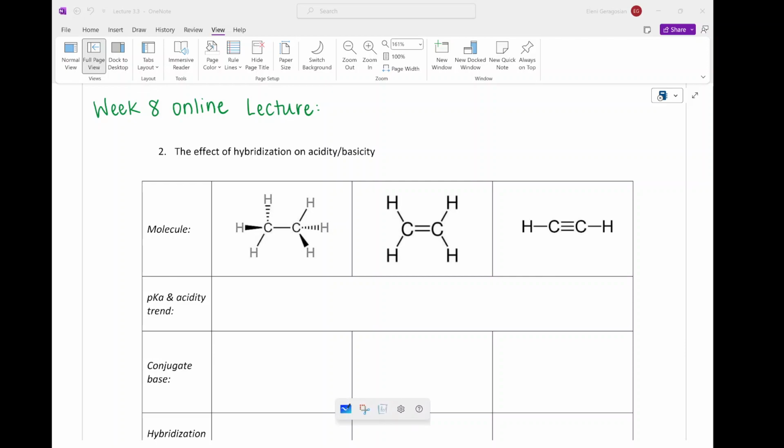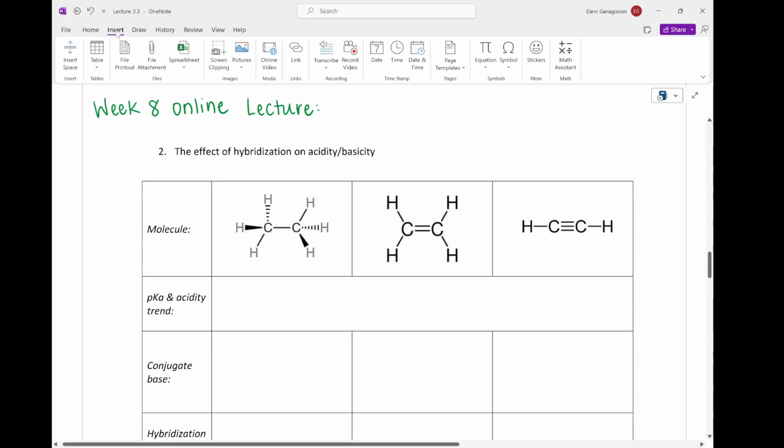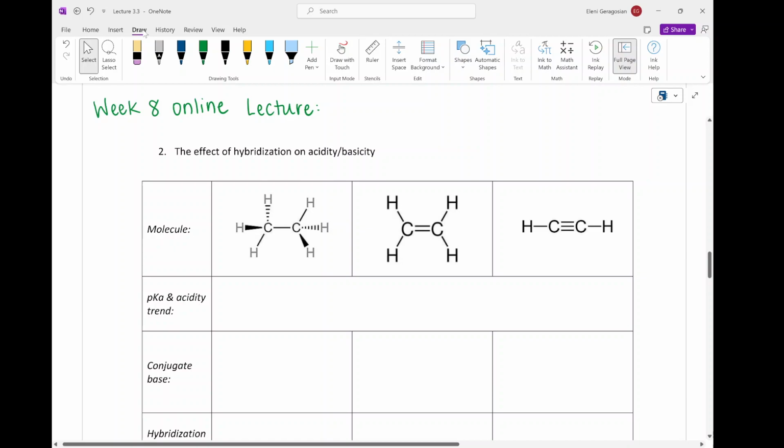So in class before break, we talked about a number of different factors that can be used to predict relative acidity of similar molecules. We talked about electronegativity of the atom bonded to hydrogen, resonance, the inductive effect, and the atomic size of the atom bonded to hydrogen. This is the last trend that we will discuss, and this is the effect of hybridization on acidity or basicity.